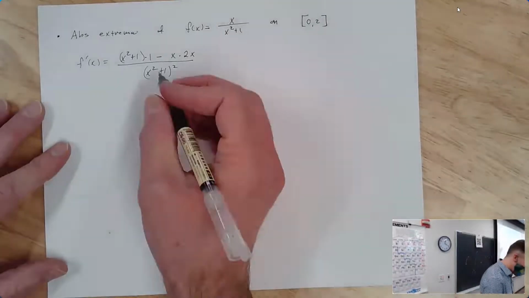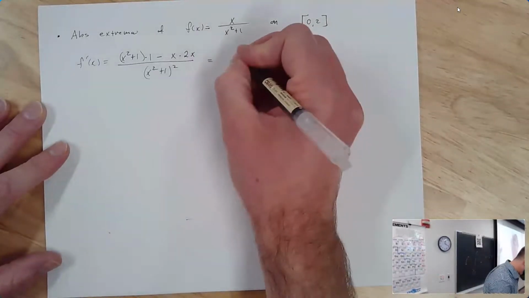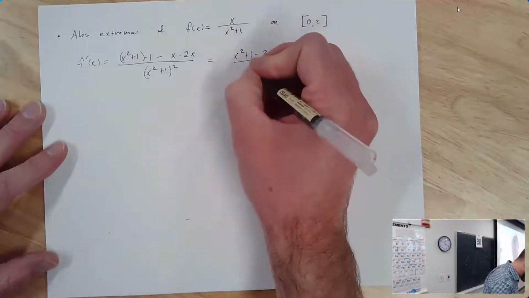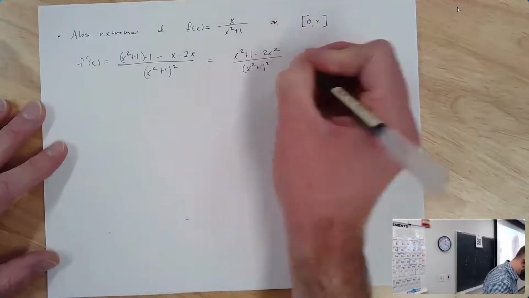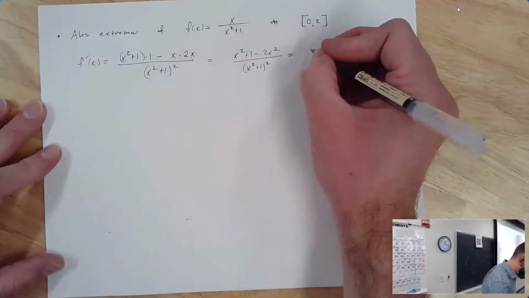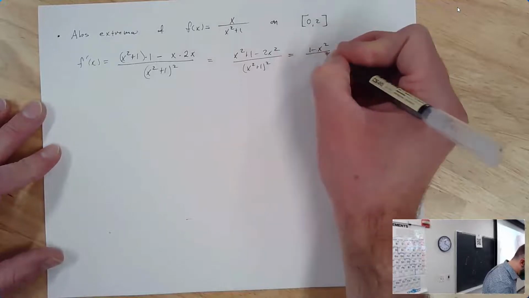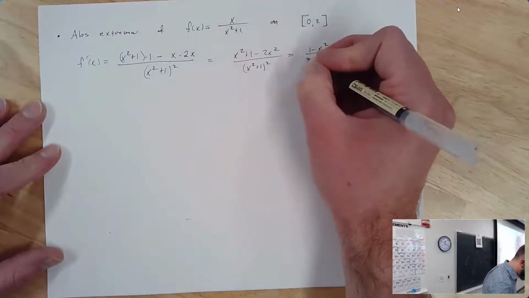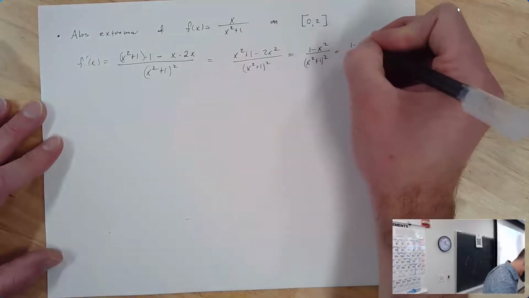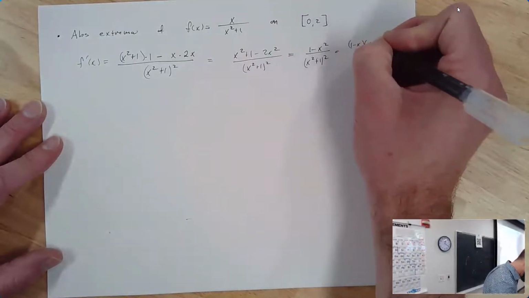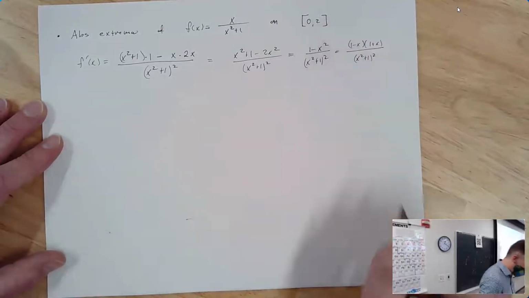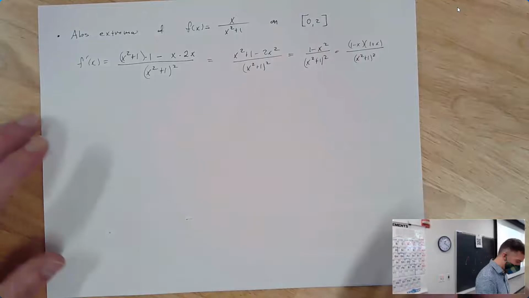So I'm simplifying this. You get x squared plus 1 minus 2x squared, all over x squared plus 1 squared. Simplifying the top further, x squared minus 2x squared, so I get 1 minus x squared over x squared plus 1 squared. I think it's worth factoring this: equal to 1 minus x times 1 plus x over x squared plus 1 squared. And I want to see where this is either 0 or undefined.